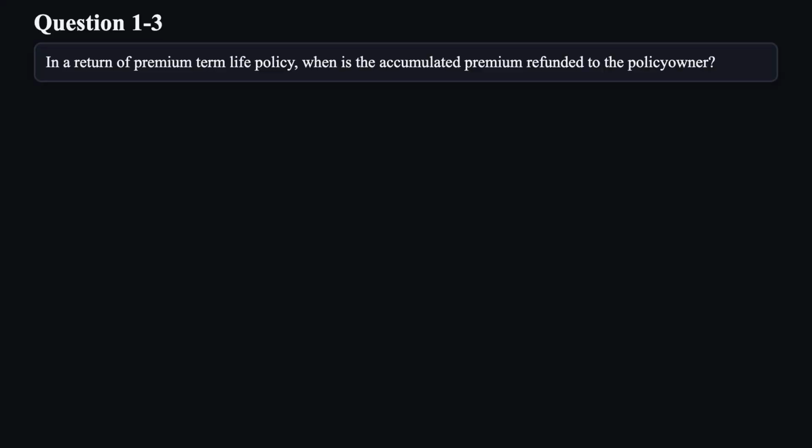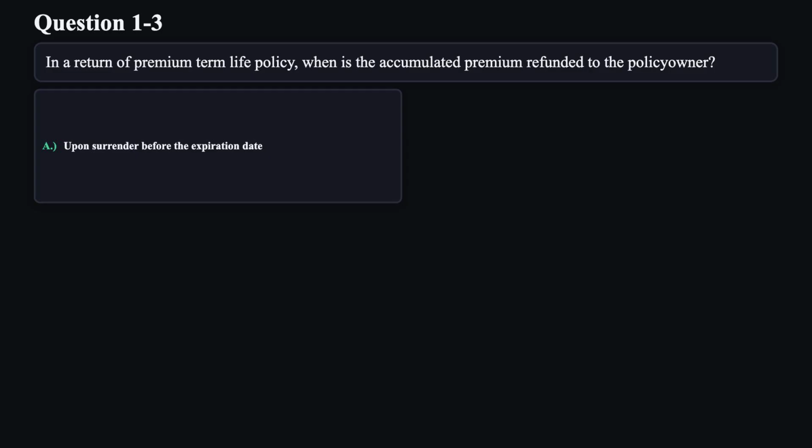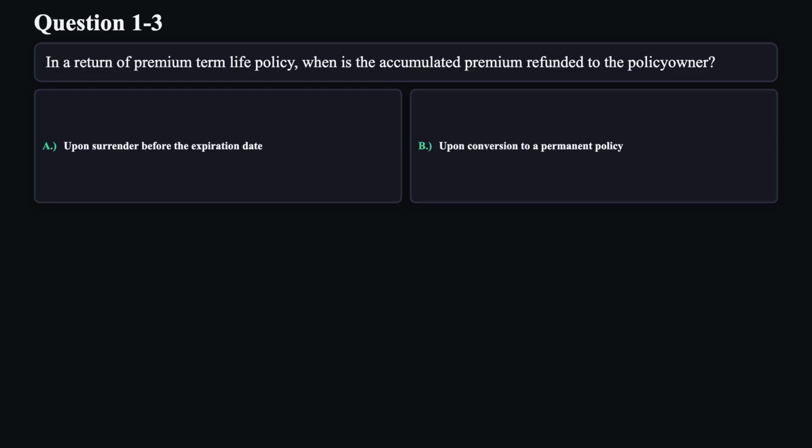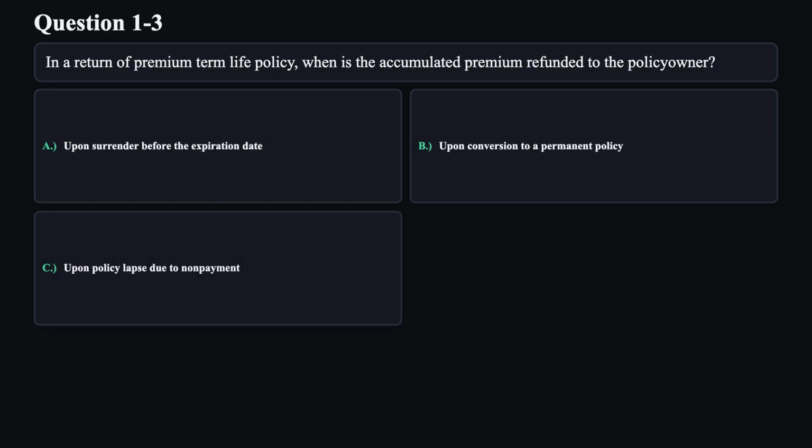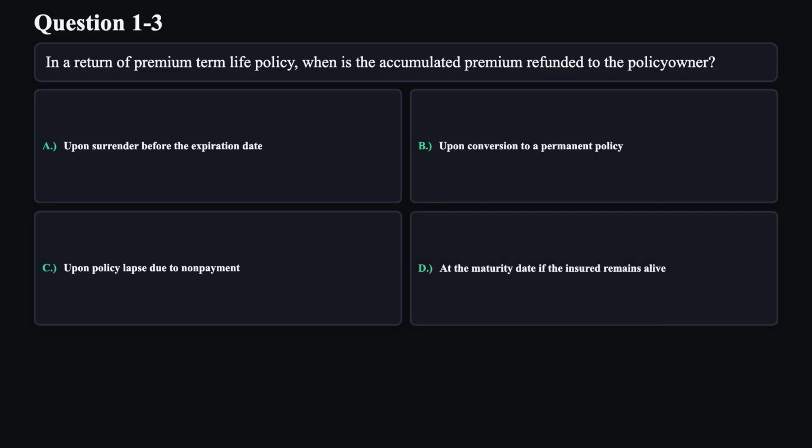Question 3. In a return of premium term life policy, when is the accumulated premium refunded to the policy owner? A. Upon surrender before the expiration date. B. Upon conversion to a permanent policy. C. Upon policy lapse due to non-payment. D. At the maturity date if the insured remains alive.